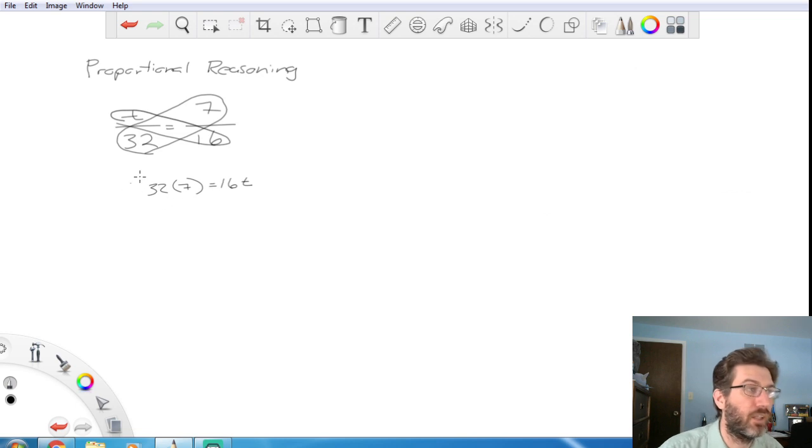This side here you can actually simplify by actually doing it. You can do 32 times 7, so 32 times 7 is giving you 224. This side you can't do much with because it has the variable, so we just keep it going. And then in order to get your variable by yourself, this is just your simple one-step equation. Divide this by 16 because it's the inverse.